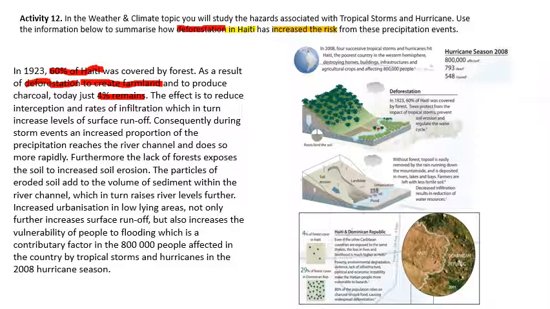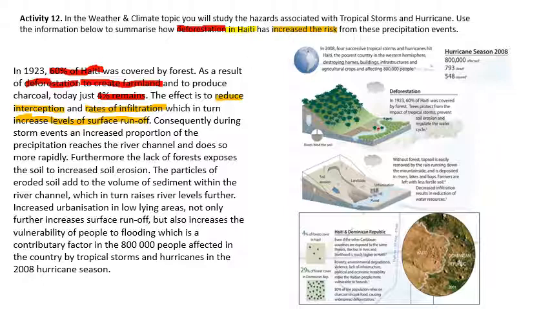You then had to think about how that's increased the risk. So the effect of that is that it reduces interception. It also reduces rates of infiltration, which then increases levels of surface runoff. Because of that, when you have storm events, an increased proportion of precipitation reaches the river channel and does so more rapidly. It then goes on to talk about what else deforestation causes.